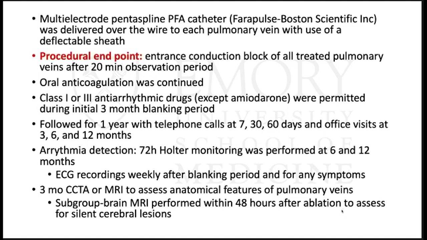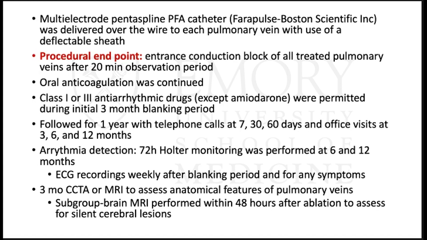So looking at some of the procedural characteristics, they used a Boston Scientific FARAPulse PFA catheter. That was delivered over the wire to each pulmonary vein using a sheath. For the procedural endpoint, the authors were looking at entrance conduction block of all treated pulmonary veins after a 20-minute waiting period. Oral anticoagulation was continued, and class 1 or 3 antiarrhythmic drugs except amiodarone were permitted during the initial 3-month blanking period.